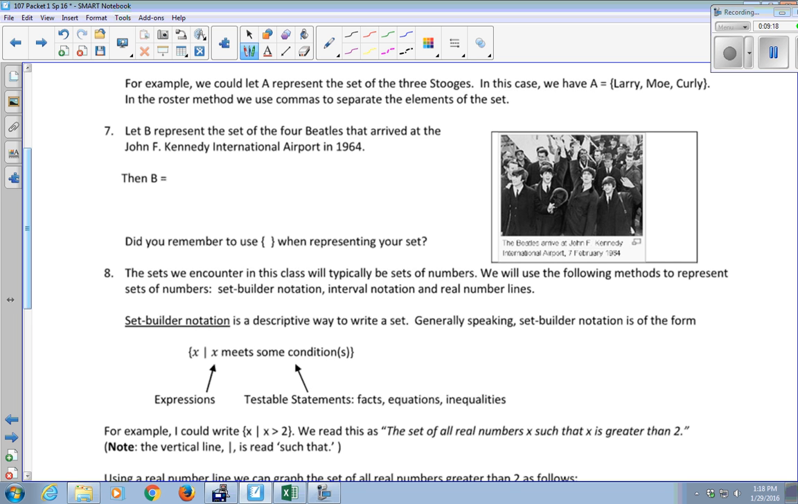And then another example, we could let set B represent the set of the 4 Beatles that arrived at JFK Airport in 1964. So if I was going to list them, I start with curly brackets, and then who's in the set? John, Paul, George, and Ringo. Good. So those are the 4 Beatles. Okay, we just list them out in between curly brackets.